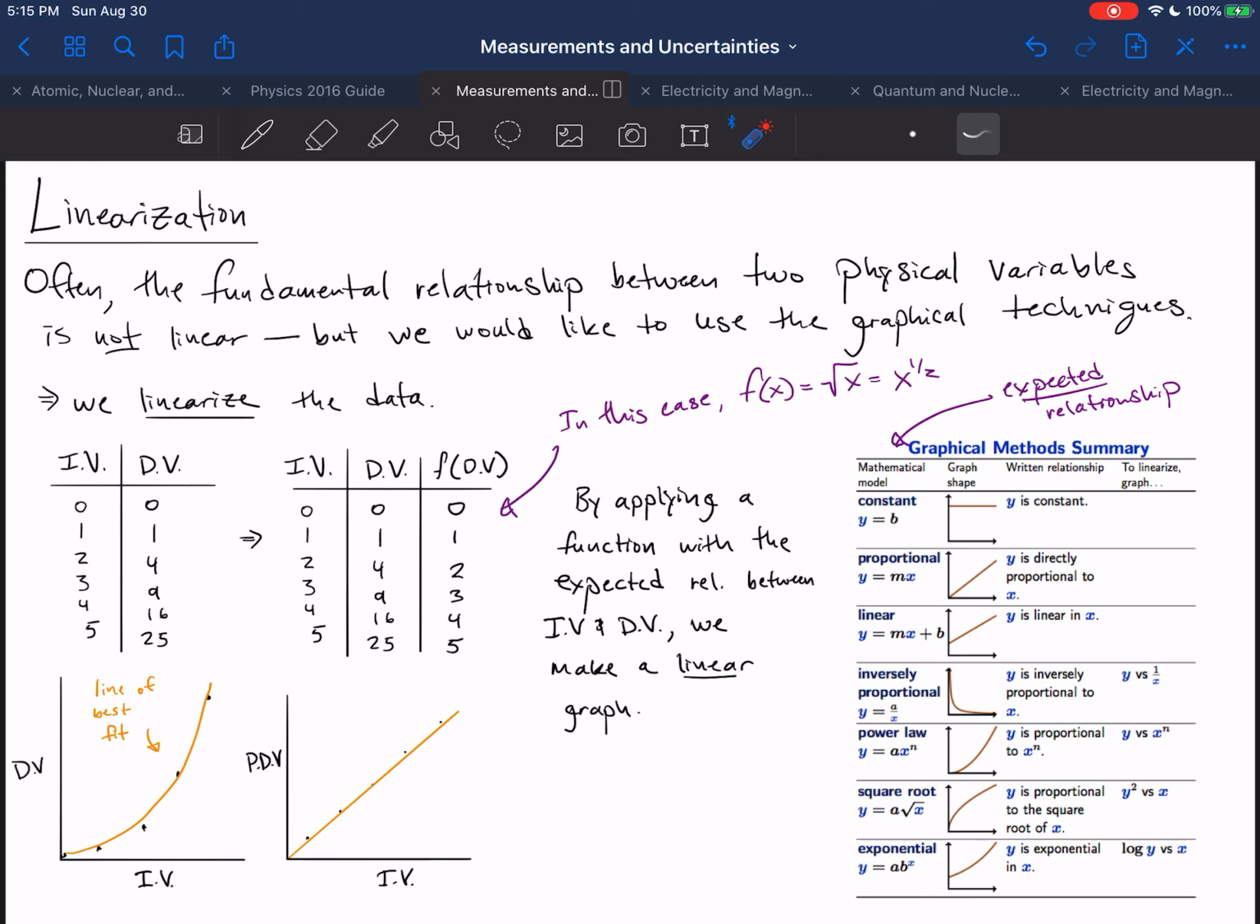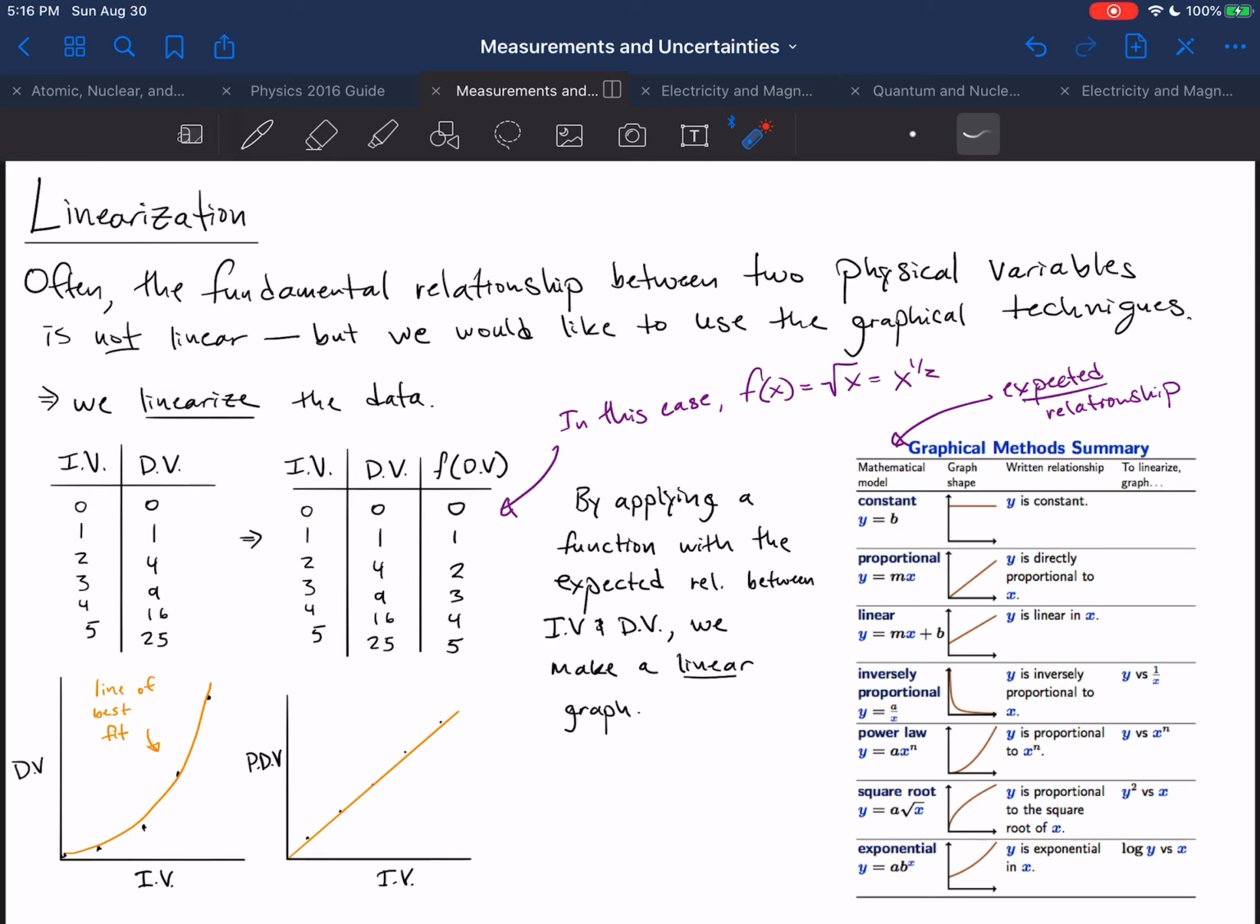But if you go ahead and process this dependent variable, then you can come up with a linear graph, using the same data, that will allow you to use those techniques, as long as you keep track of what you've done to process that data. So often what we'll do is, instead of graphing just the independent variable versus the dependent variable, we will graph the independent variable versus a function of that dependent variable, or, for that matter, a function of the independent variable. So sometimes we'll be processing the independent variable rather than the dependent variable.